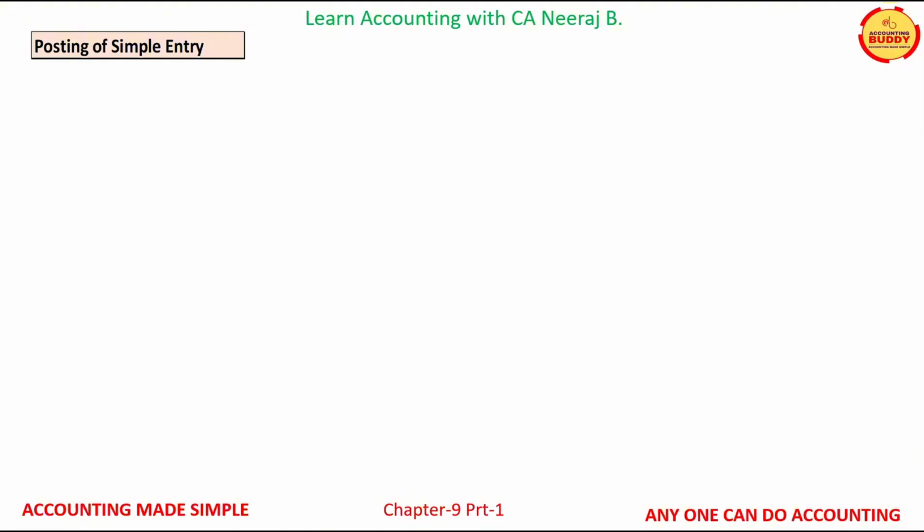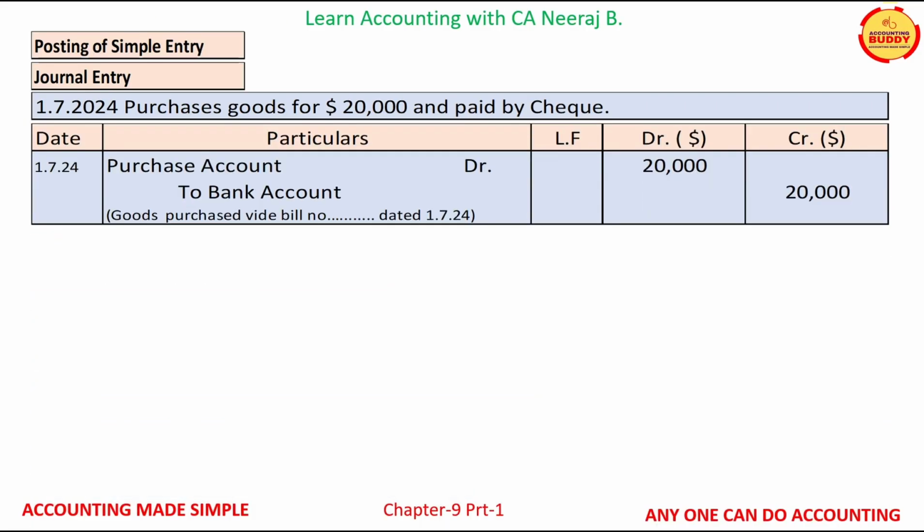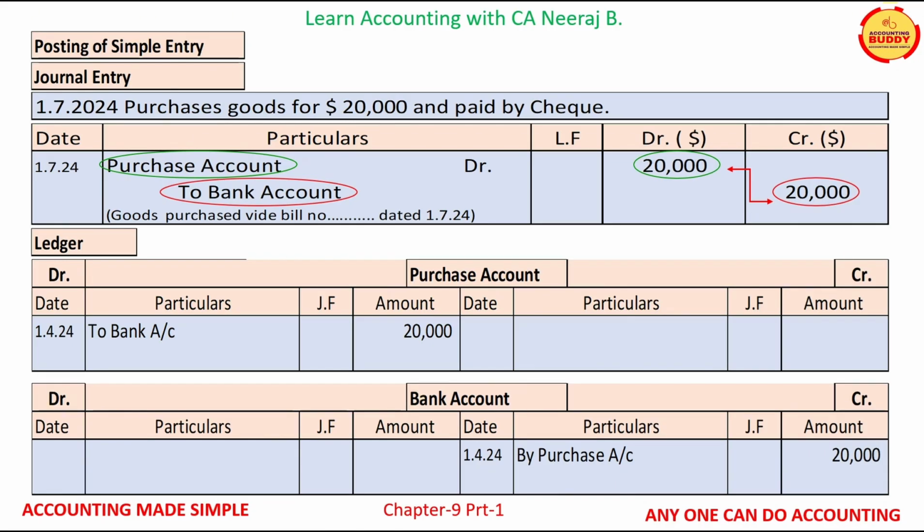Let us understand the posting of a simple journal entry with the illustration displayed on your screen. On July 1st, 2024, goods worth $20,000 were purchased against payment made by check. The journal entry for this transaction will be debit purchase account and credit bank account with $20,000. In this transaction, the two ledger accounts affected are the purchase account and the bank account. Therefore, this journal entry will be posted in the ledger accounts of the purchase account and the bank account as displayed on your screens.